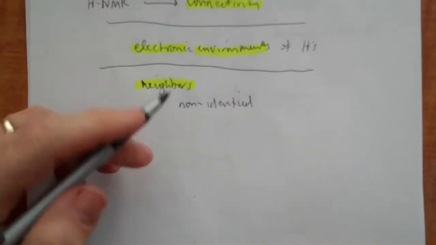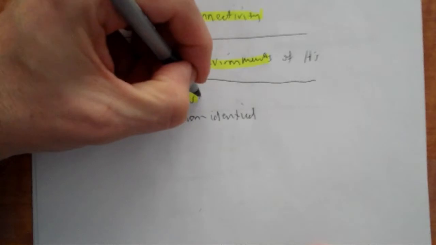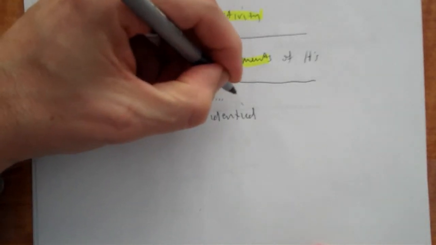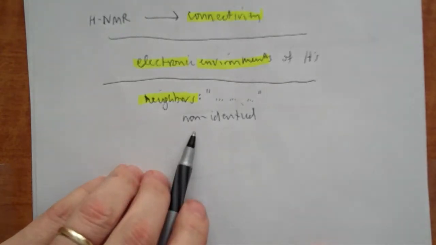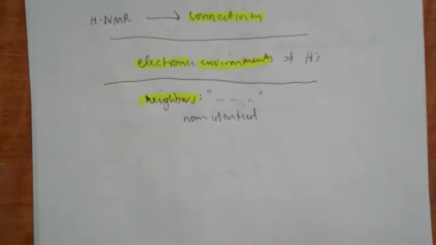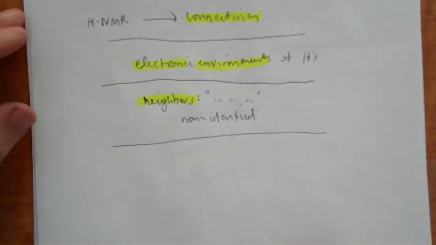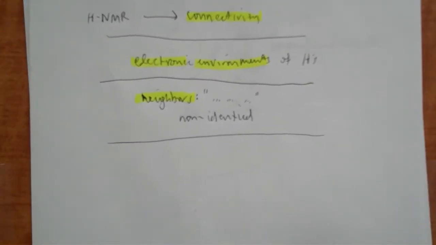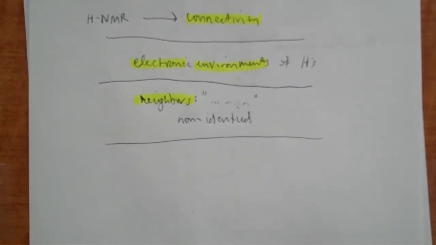So I say non-identical. Neighbors are defined with some important terms in there, one of which is that they are non-identical. So we're going to practice that. Definitely practice that a lot. But I want you to get exposure to that term before we look at it.